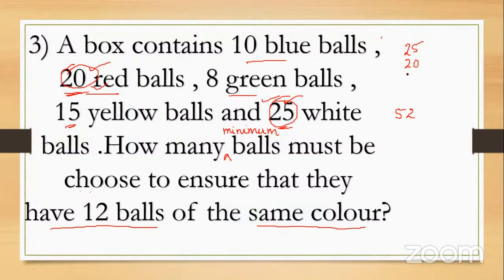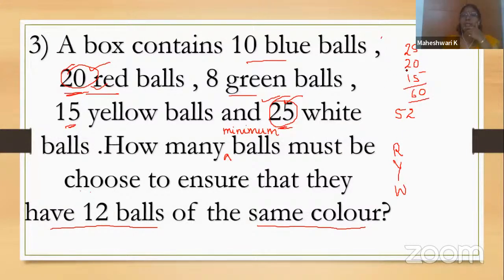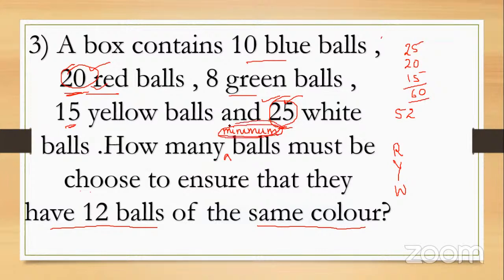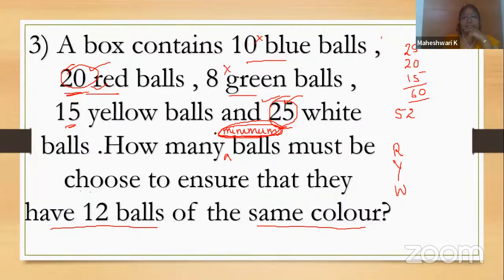The total number of balls which will satisfy the condition is red, yellow, and white alone. So 20 plus 15 plus 25 is altogether 60 balls. Why are we not taking 10, 8, or 15? Because they don't satisfy the 12 balls of the same color, which is not possible. So we will not take the blue and the green. And we need to find the minimum number. So 25, 20, and 15.